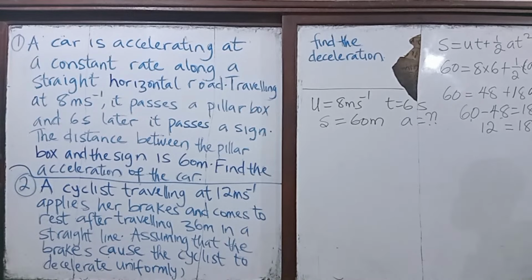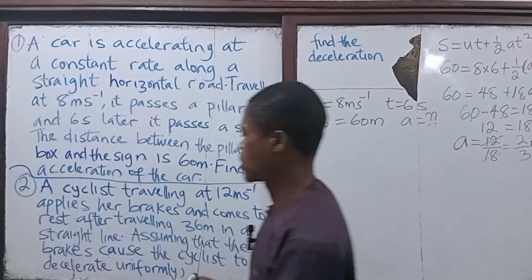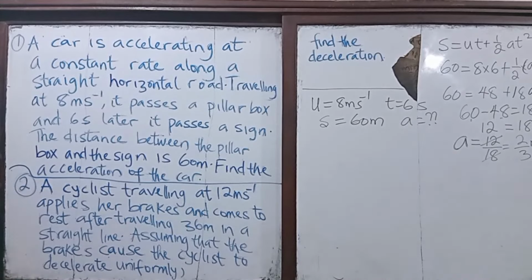And then you can make a the subject. a is equal to what? a is equal to 12 over 18. 2 goes there, 6 goes there, that's a 3. So that's the value, in meters per second squared.